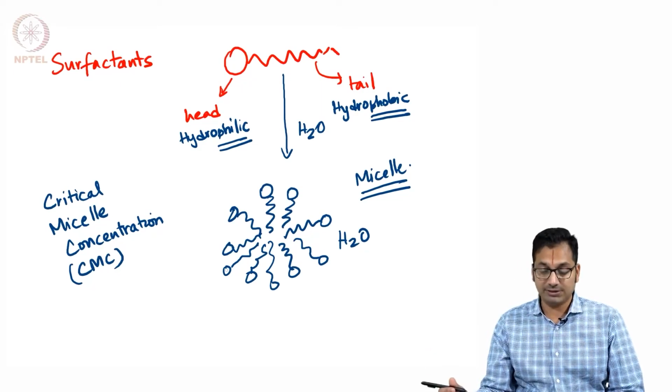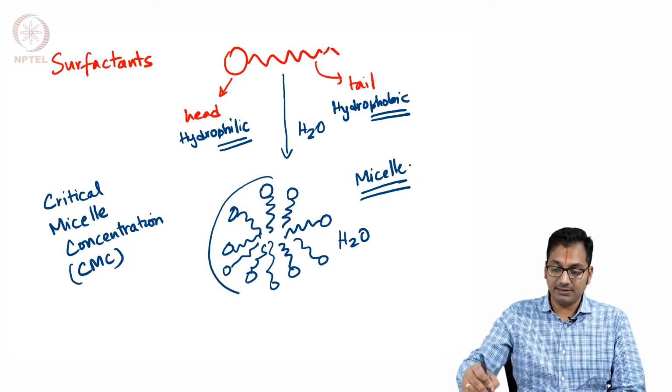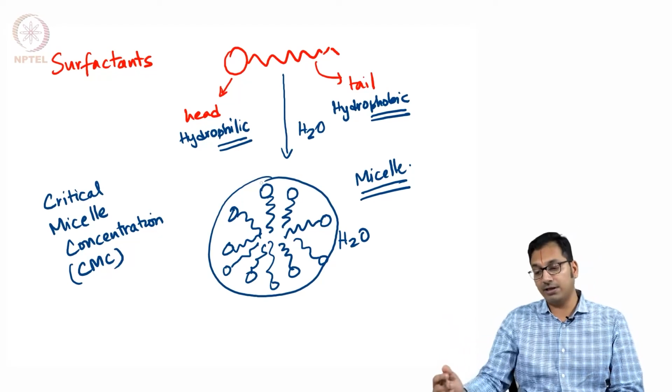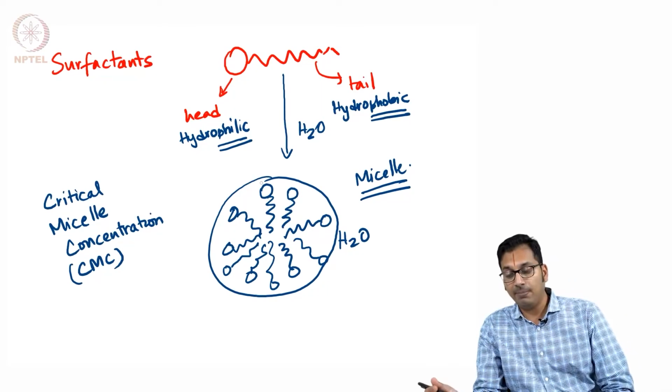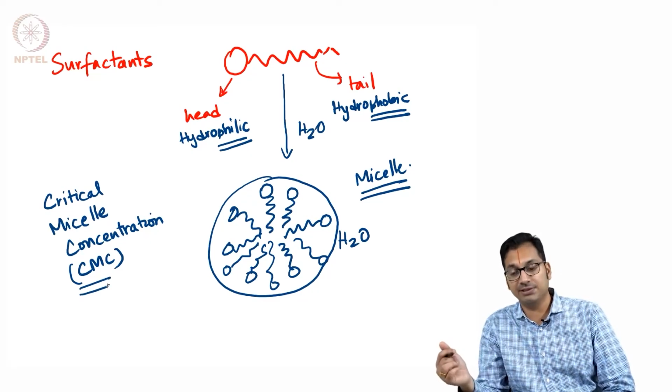Okay. Now that you see such a system, as the concentration keeps on increasing, these aggregates tend to form, not aggregates, these micelles tend to form. Then we would like to know at what critical concentration they actually form this species.